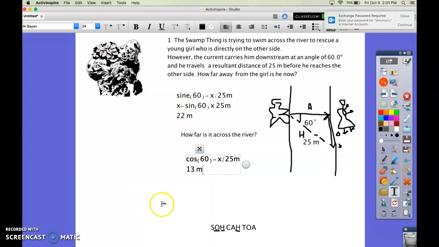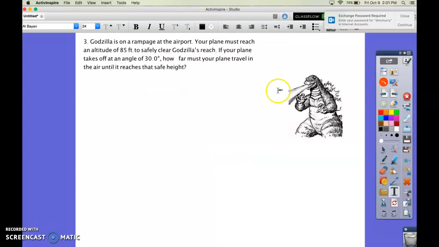Now I would like to take you to another example further down the page, and we will at least show you how to set it up, and then you can take it from there. This is Godzilla. Godzilla's on a rampage at the airport. One more reason not to fly these days. It says your plane must reach an altitude of 85 feet to safely clear Godzilla's reach. Fortunately, he has really small forearms, not as bad as a Tyrannosaurus Rex, but almost as bad, so he can't really reach very high. It says, if your plane takes off at an angle of 30 degrees, how far must your plane travel in the air until it reaches a safe height?